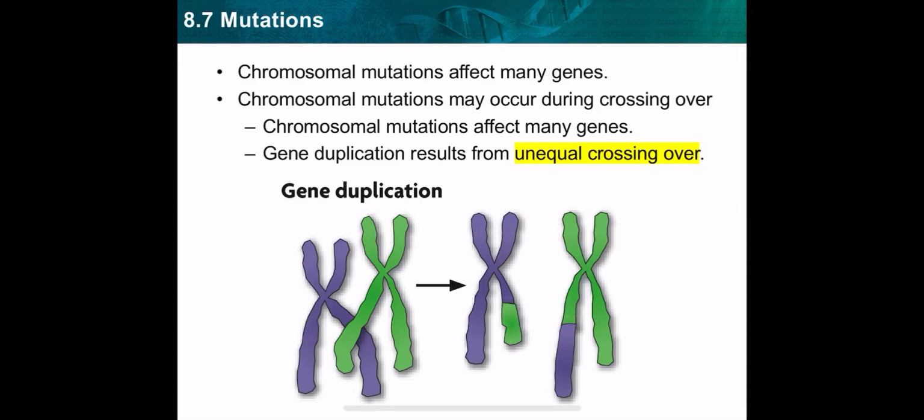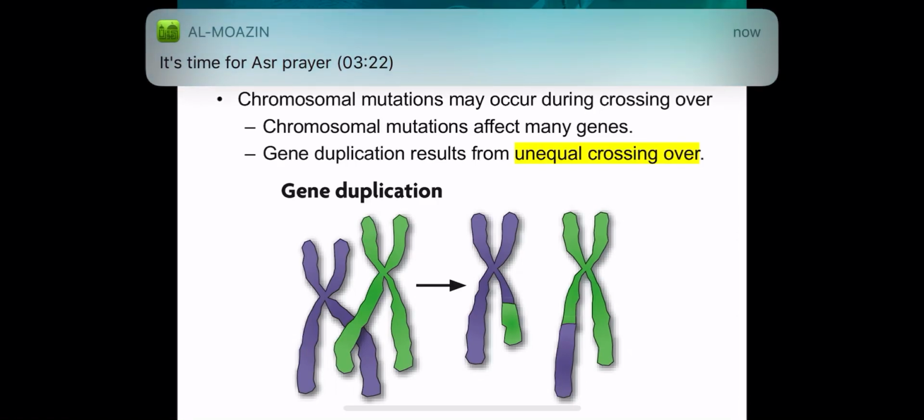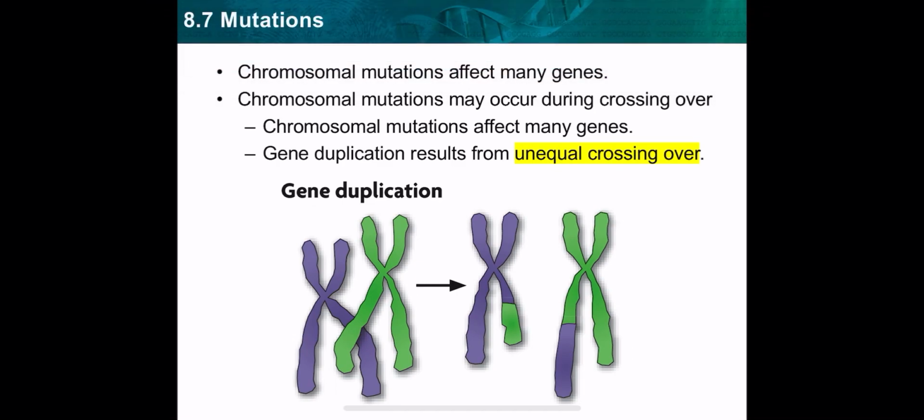Dear students, let's complete talking about mutations. In the previous video, we were talking about mutations in genes. So if there is change in a sequence in only one gene, this is gene mutation, and we took two types, point mutation and frame shift mutation. Now let's see mutations in chromosomes.